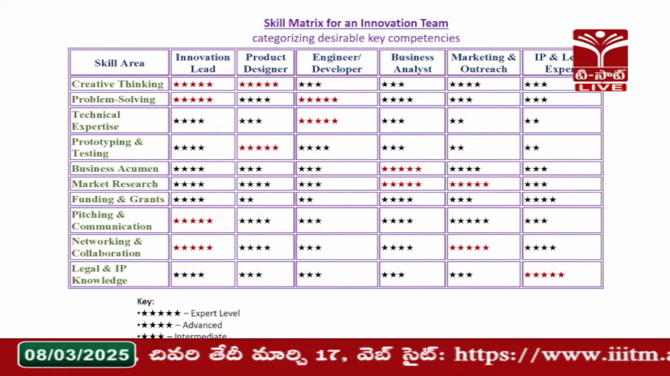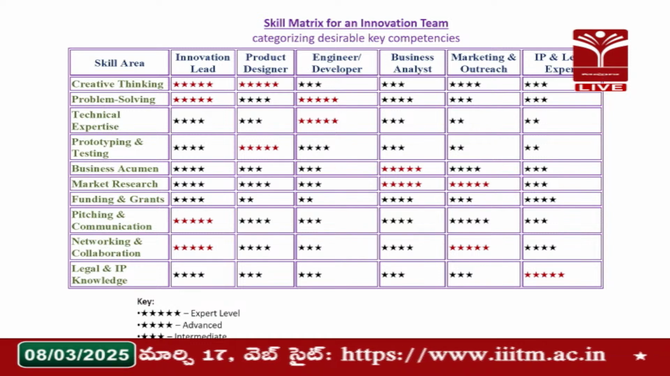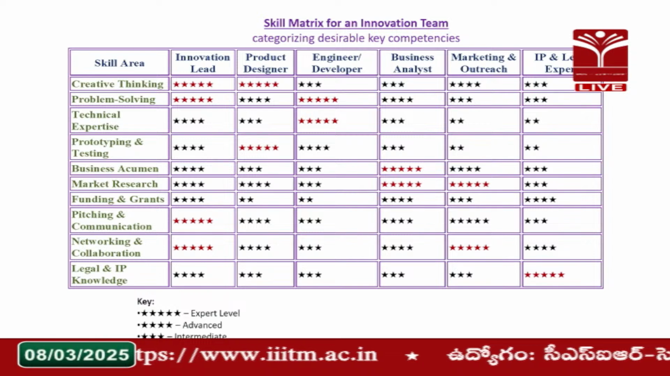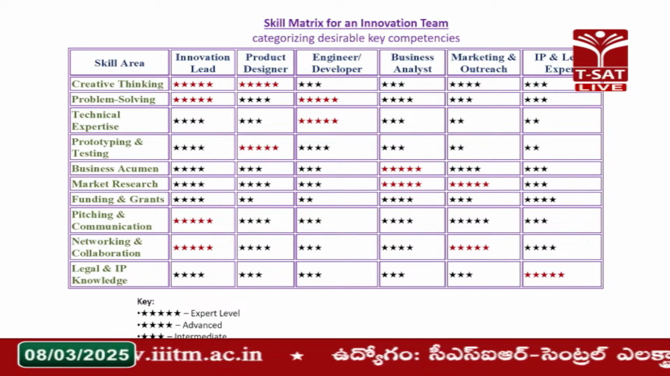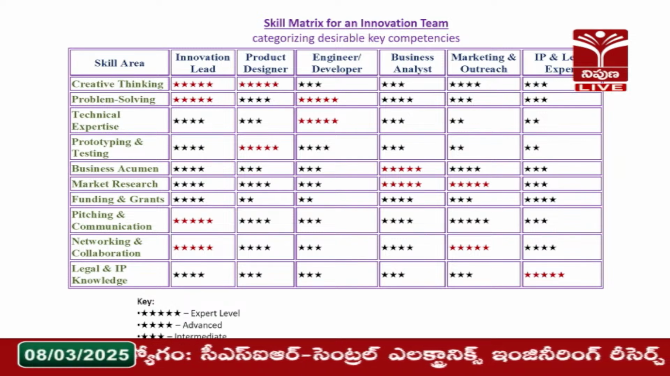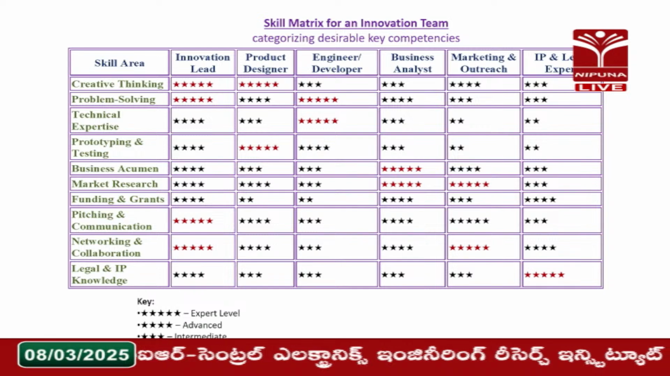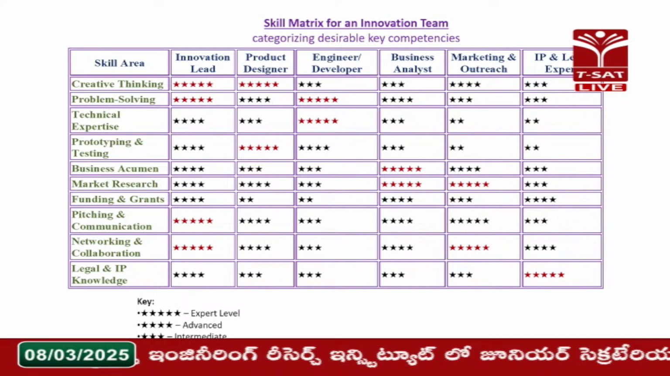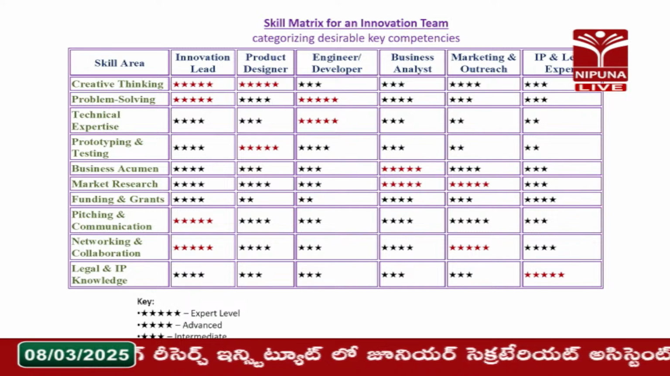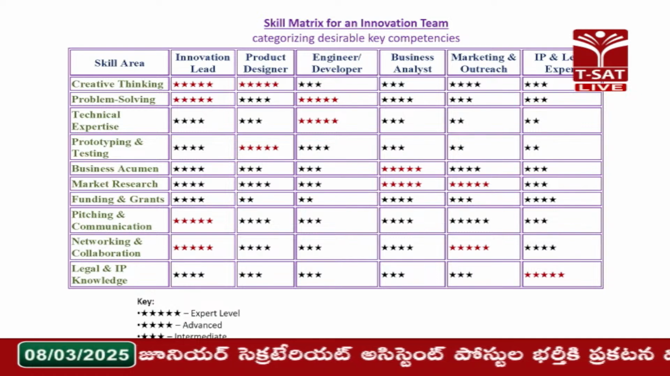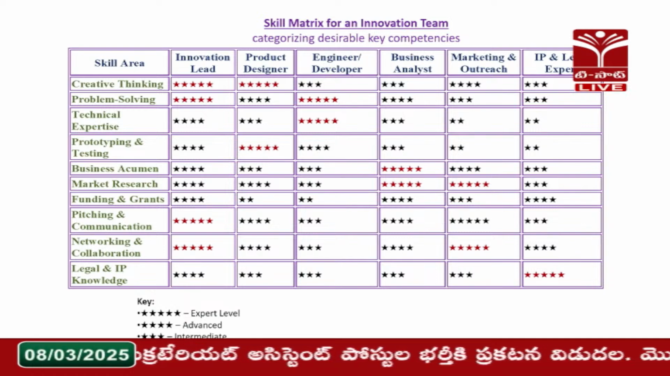Red one means this expertise is a must for the person. You see, product designer: creative thinking, prototyping is a must. Engineer, developer: problem solving and technical expertise is a must. Business analyst: business acumen, market research is a must. Similarly, for market outreach, market research is a must. Networking, collaboration is very much required. Even for a business analyst, sometimes the network is also required. And IP legal expert, somebody should have IP expertise, or you can contact from outside. So, these are the competencies required.